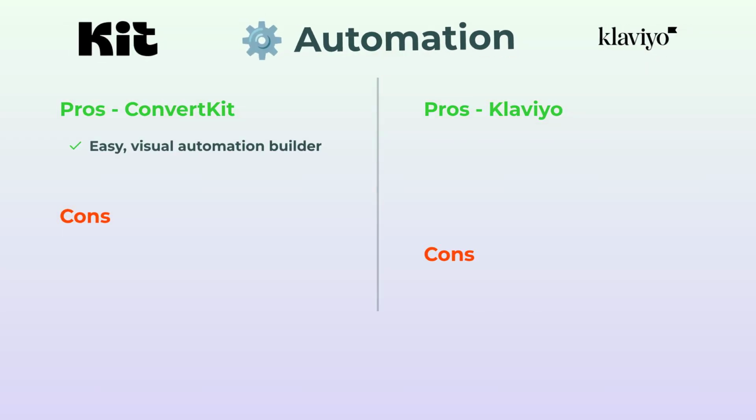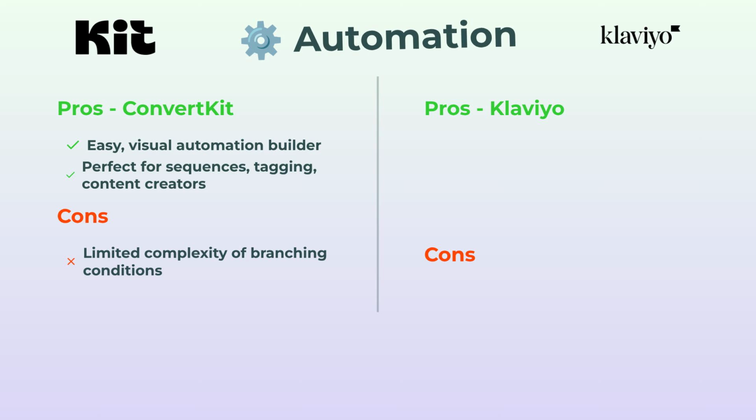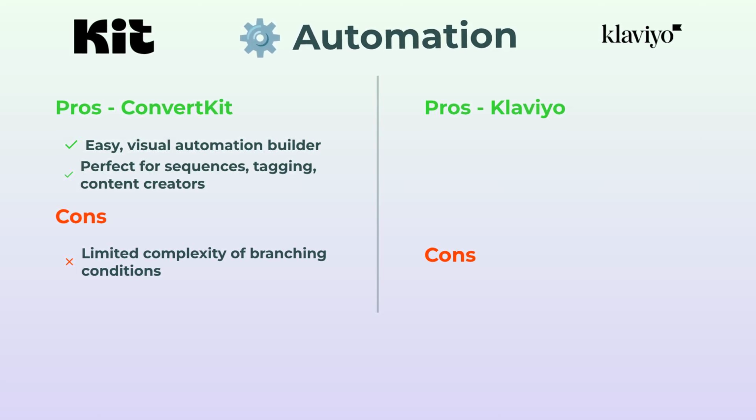Moving on, let's talk automation. ConvertKit keeps it simple with an easy visual builder that's perfect for drip sequences, tagging, and all those creator-y workflows. But if you want super fancy branching logic, it's kind of limited.